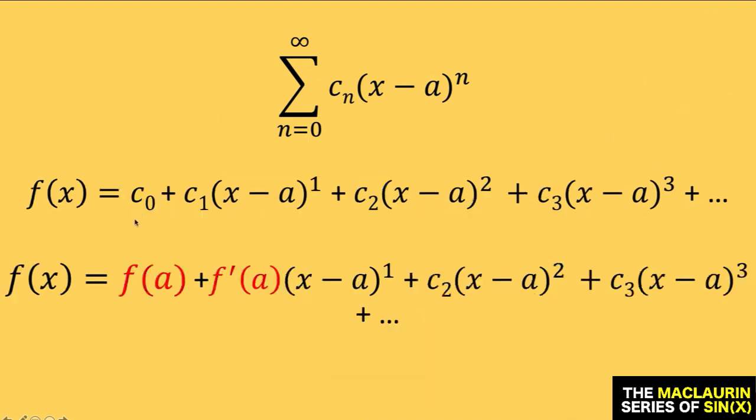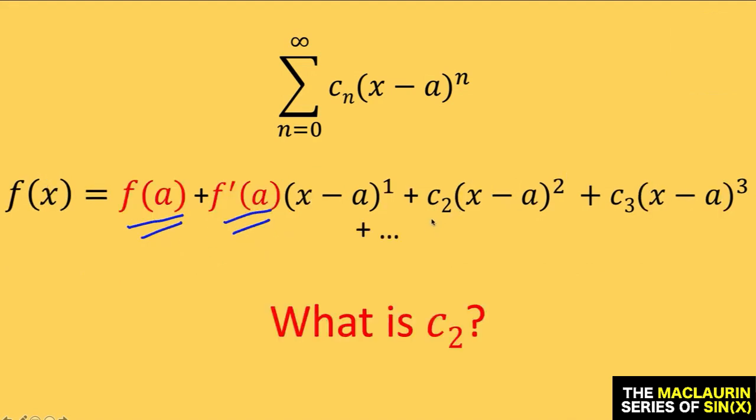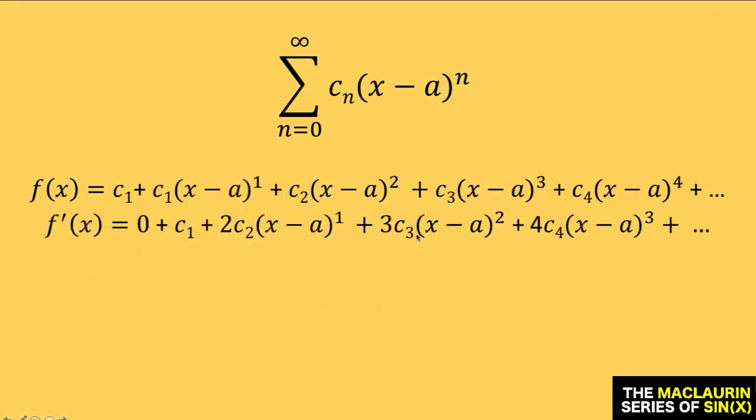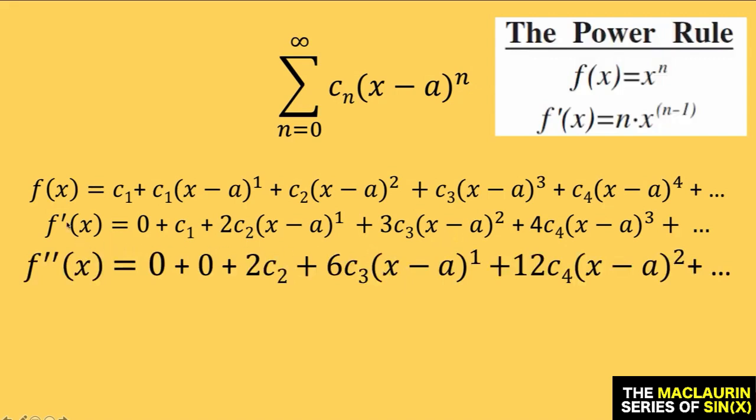So far we already found the value of c sub 0 and c sub 1. C sub 0 is f of a, c sub 1 is f prime of a. The next goal is to find what's the value of c sub 2. Let's go back to the first derivative that we arrived at in the previous slide. At this time, let's get the second derivative of f of x, and that is denoted by f double prime of x. And to get the second order derivative of f of x, all we have to do is get the derivative of the first derivative.